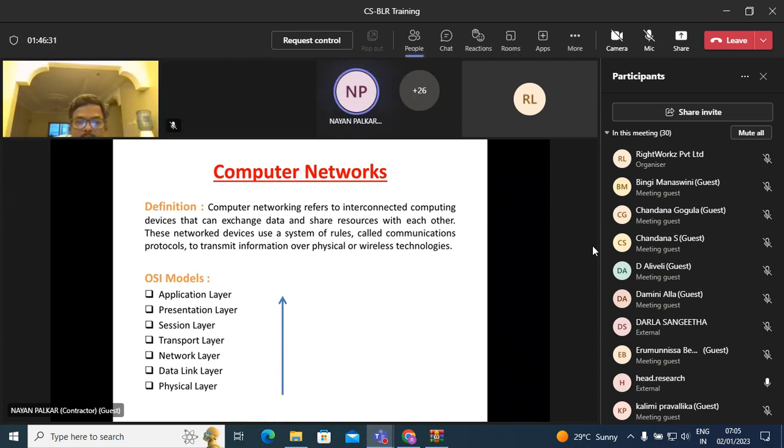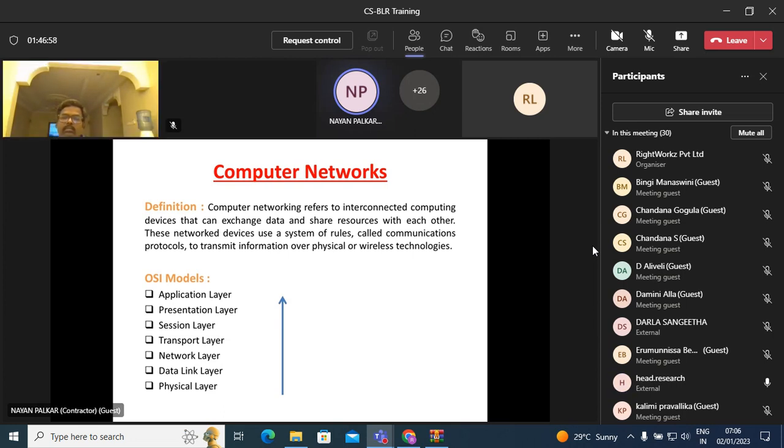Then it addresses the MAC addresses to the hosts which are used in the network. Then next we have the network layer. It is used to assign the IP addresses and communicate with the different networks. And the data in the network layer is in the form of packets.